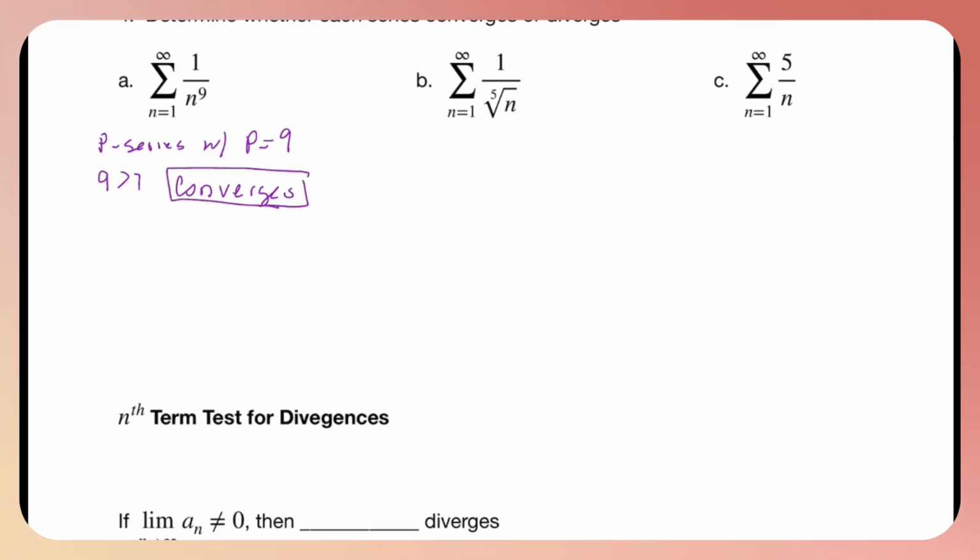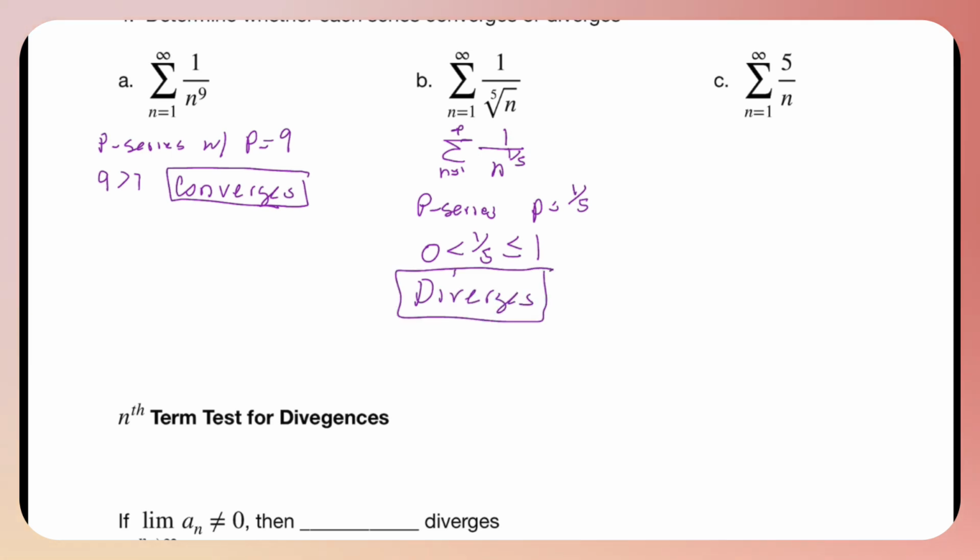Okay, try B. First off, you want to rewrite this as a p-series. So I'm going to replace that fifth root of n as 1 over n to the 1/5 power. And so this is a p-series with p equal to 1/5. 1/5 is between 0 and 1. So therefore it diverges.